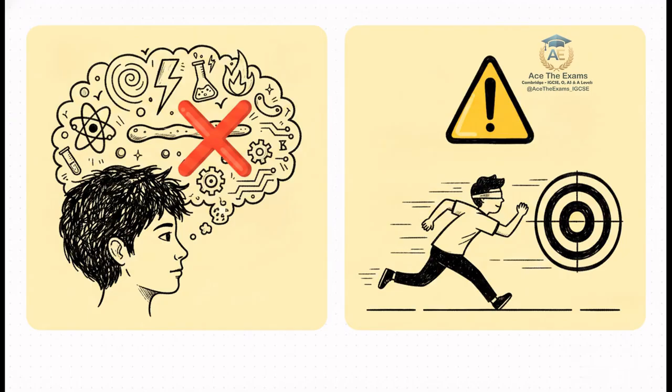Then we have Sam. Sam is a bit of a clock watcher. Sam rushes and writes, "The gas expands because its volume increases when heated." Look at what Sam did. Sam has entirely missed the specific command word requirements which ask to explain in terms of particles. Sam literally just restated the question in a different order. Both of these students are leaving huge, easy marks on the table, despite actually having studied the topic.